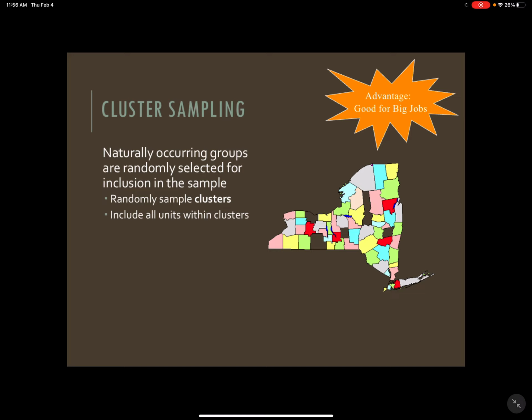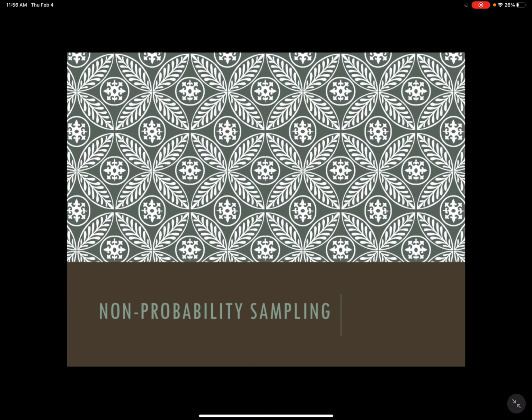Simple random, stratified, proportionate, and cluster. SSPC, I guess. You can remember it however you want. So that's the end of probability sampling.